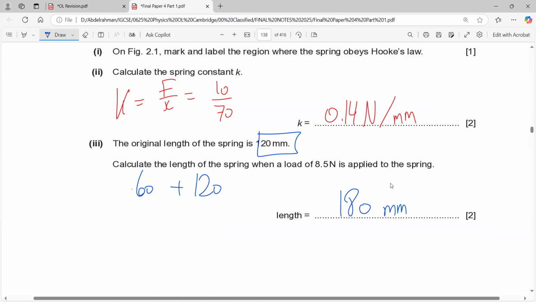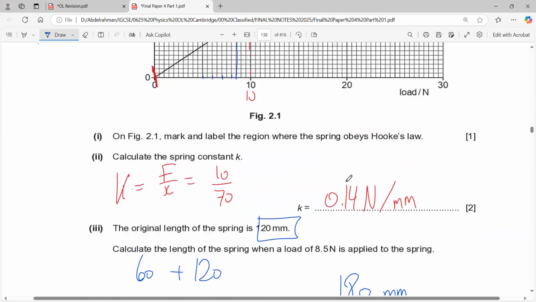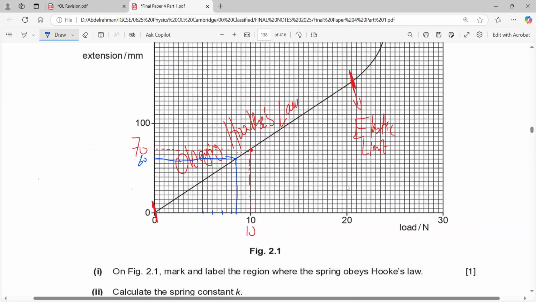Okay? Please, again, at 8.5, you need to find exactly where 8.5 is. So draw a very accurate line using a ruler and a very thin pencil, okay? And at this point, you'd find that the extension is 60, okay? Easy.